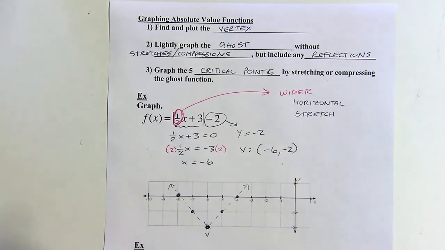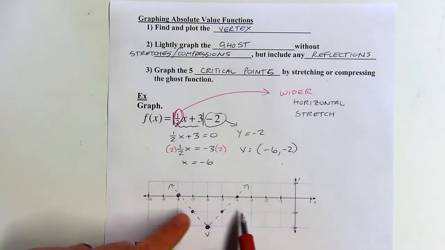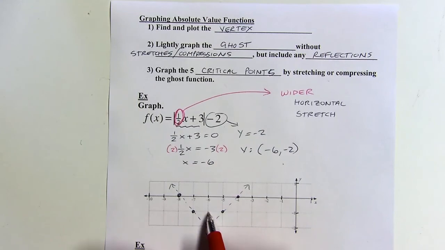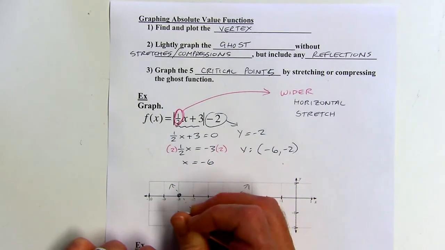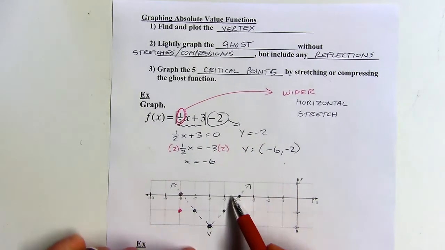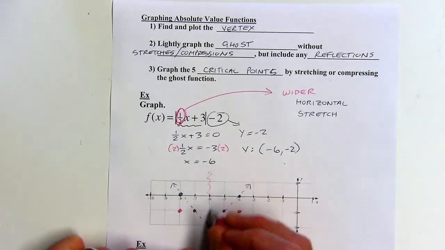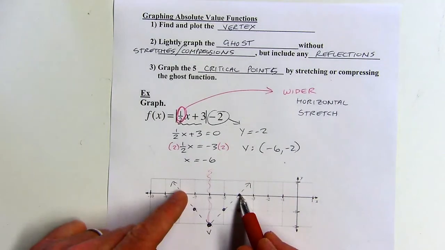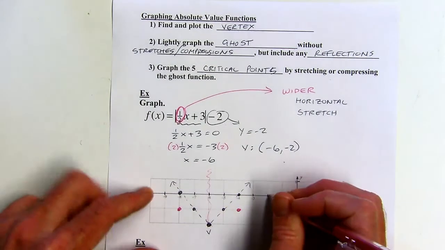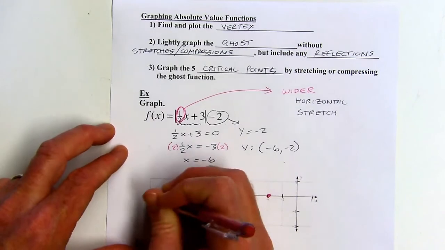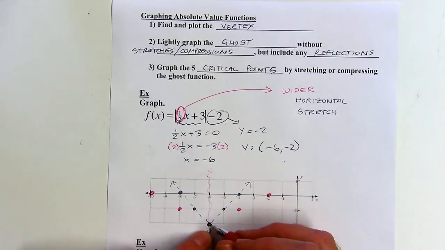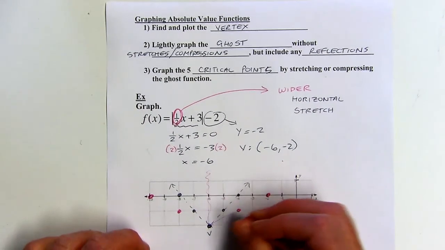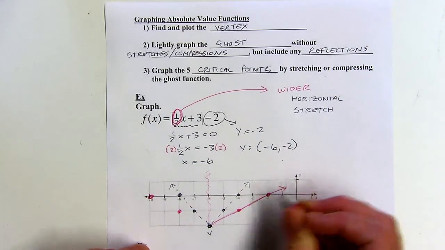Okay? So now I'm looking at the factor, it's 1/2, so that means I'm going to double the horizontal distance from the vertex. So this is 1 unit away. I want to double that. And these 2 points are 2 units away. There's the middle of my V, right? Those are 2 units away from the middle. So horizontally, I want to double that. Okay, and so these are my 5 critical points, the vertex and 2 other points on each side. And there we go.